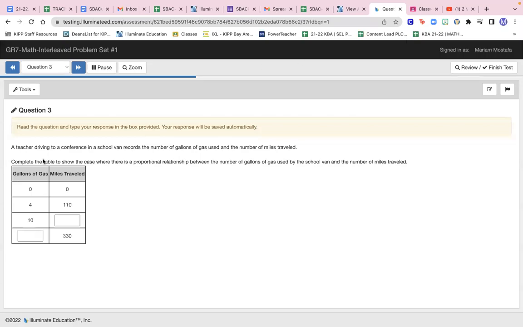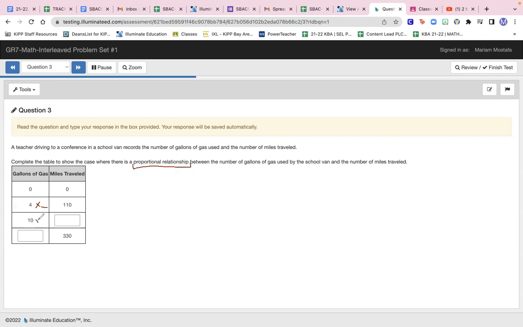All right, so question number 3, we have talked about this. It says complete the table below, and here it says a proportional relationship between the number of gallons used by the school van and the number of miles traveled. So first, we know that if this has to be a proportional relationship, we always think about the constant of proportionality, because in order for this to be proportional, the same number has to be multiplied by x to give me y. That makes a proportional table.